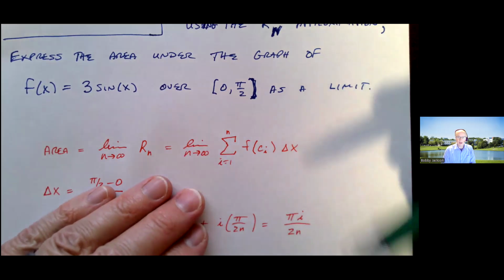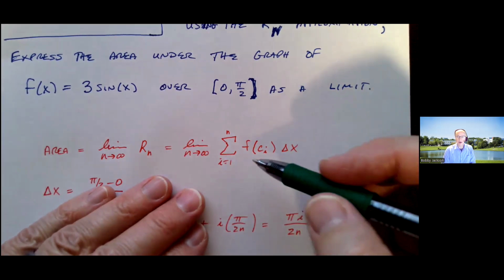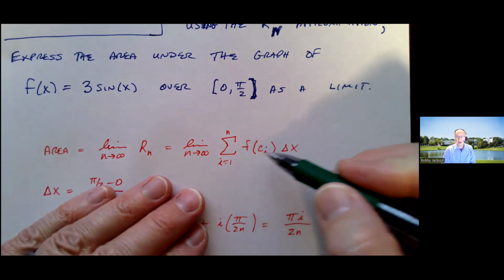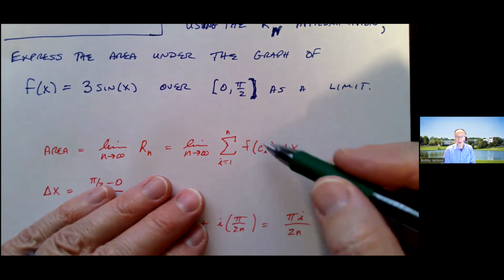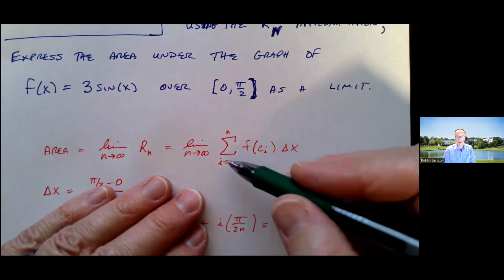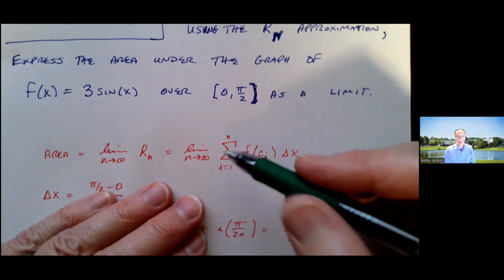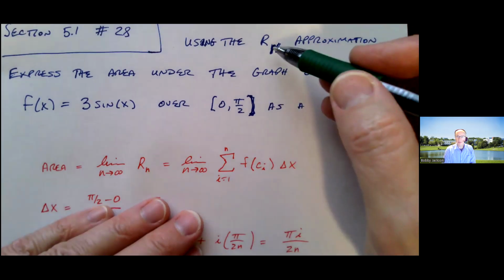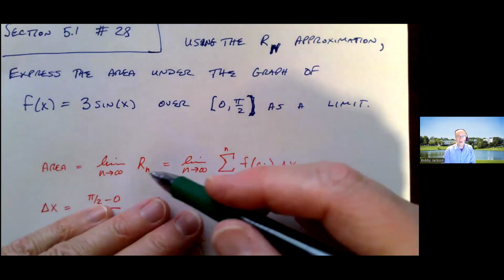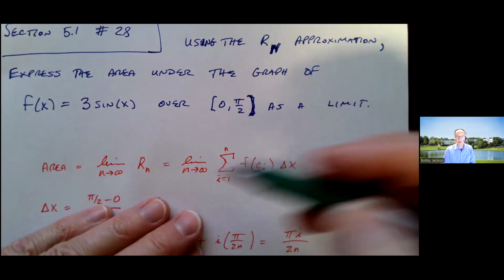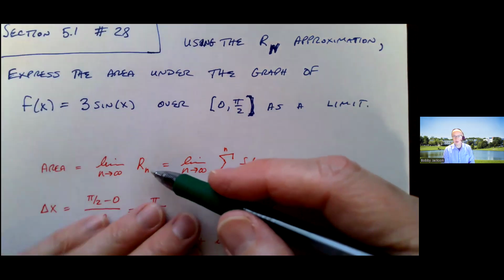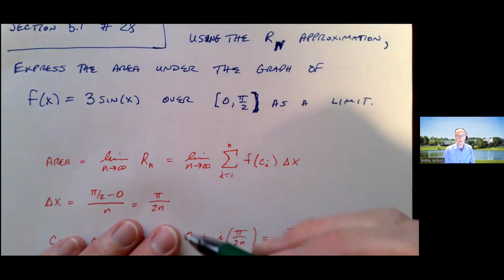And R sub n, right, is just the right-hand sum, the f of c sub i times the delta x, so the height times the width of each rectangle added up from i equals 1 to n. By the way, they use capital N here. I'm going to use lowercase n. I'll put it back in terms of capital N. Same thing. I just prefer lowercase n as opposed to capital N.